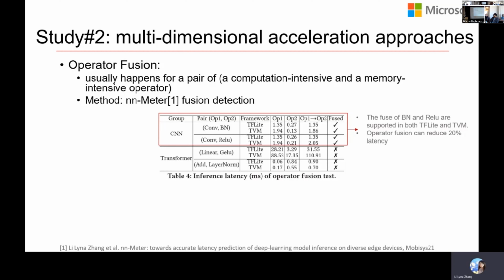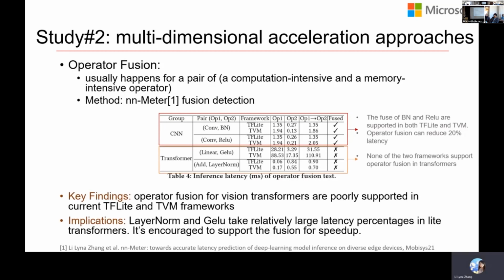We select 2 operator pairs in CNN and transformers. As shown in Table 4, in CNN models, the 2 pairs are supported by fusion in both TF-Lite and TVM, and the latency is significantly reduced. However, in vision transformer, even though the 2 operator pairs can be fused, none of the 2 frameworks support the operator fusion. Since our previous experiment suggests that LayerNorm and GELU take relatively large latency percentage in small transformers, it's encouraged to support the fusion for speedup.